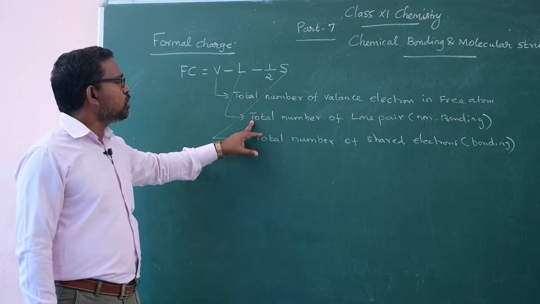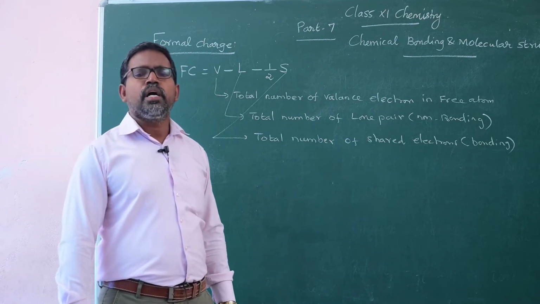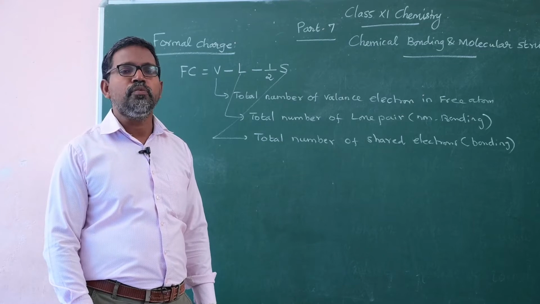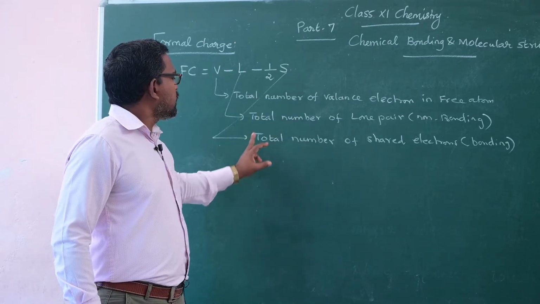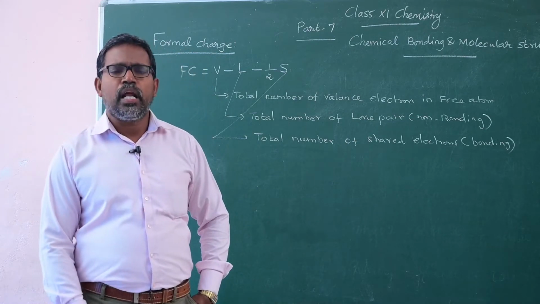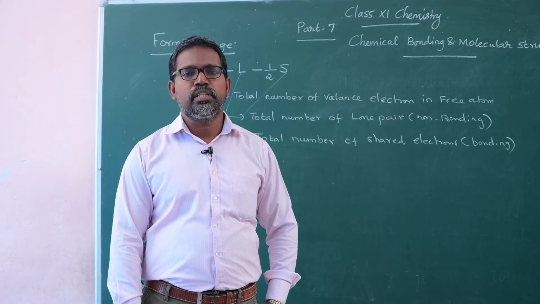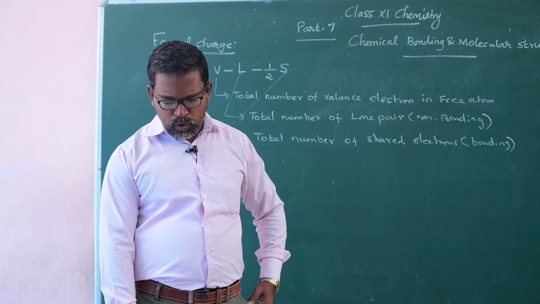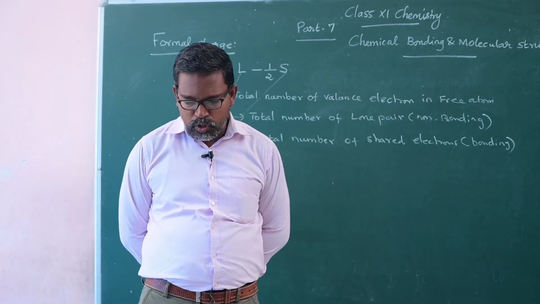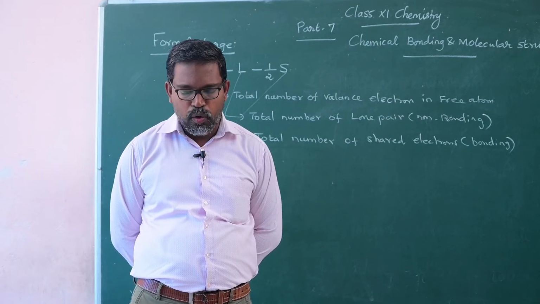L refers to the total number of lone pair electrons present in the concerned atom. The lone pair of electrons means electrons that do not involve bond formation. And S is the total number of shared electrons, that is, the number of electrons involved in the chemical combination. So counting is based on the assumption that each atom owns one electron of each bonding pair and both the electrons of the lone pair.